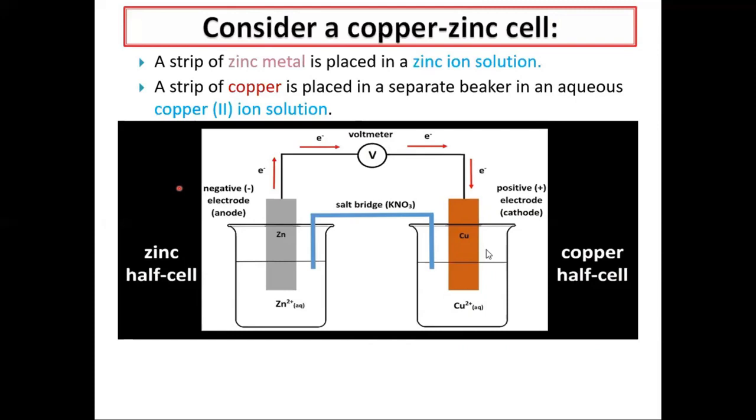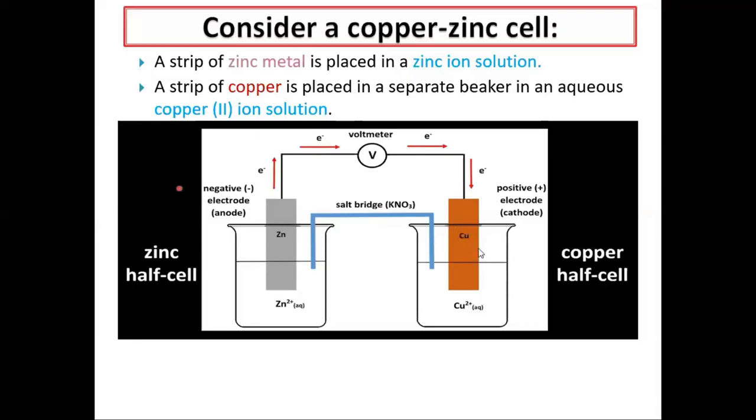We're going to look at the reactivity series. Copper is less reactive. If it is less reactive compared to zinc, then it means that it's ready to receive from zinc. So copper is ready to receive. To receive what? Electrons. You see them?